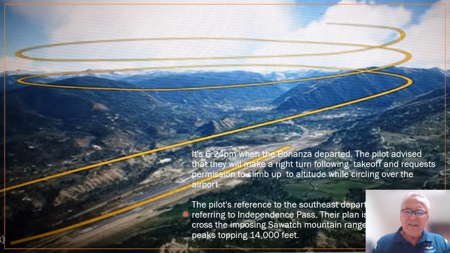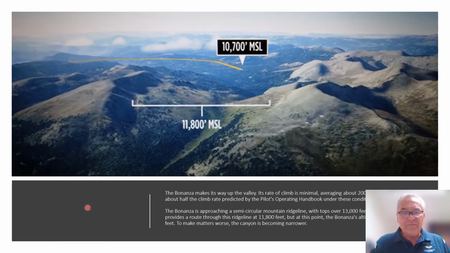Pilot's reference to the southeast departure is referring to Independence Pass. Their plan was to cross the imposing Sawatch mountain range with peaks topping 14,000 feet, and yes, it is imposing if you're staring at it. The Bonanza makes its way up the valley. Its rate of climb is averaging, and you can't read it here, but it's 200 feet per minute less than the advertised performance level that the aircraft should have had. It says here about half the climb rate predicted by the operating handbook.